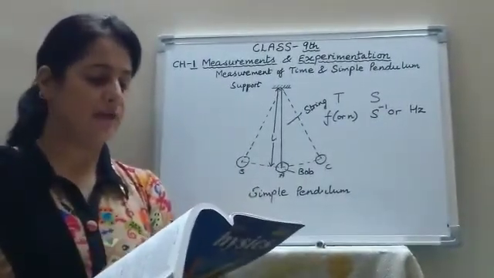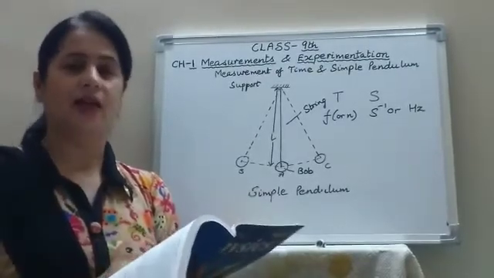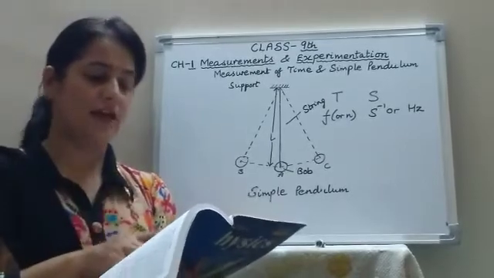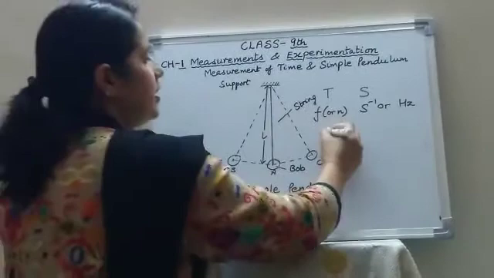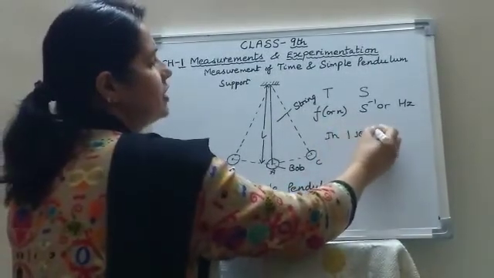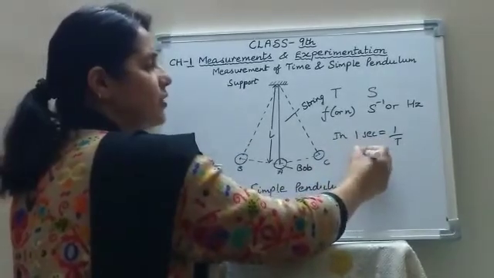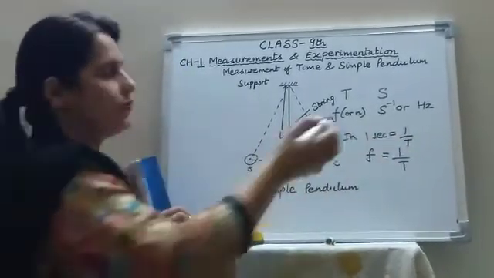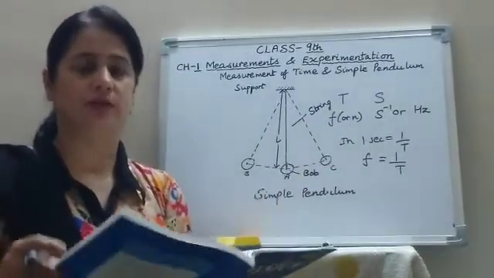Now I will tell you the relationship between time period and frequency. If t is the time period of a simple pendulum, that means in time t second, the number of oscillation is 1. So in 1 second, how many oscillation will be made? 1 upon t. In 1 second, number of oscillations is 1 upon t. And that is called frequency. That means f equals to 1 upon t. So frequency and time period are inversely related to each other.